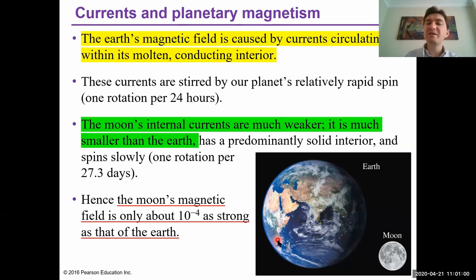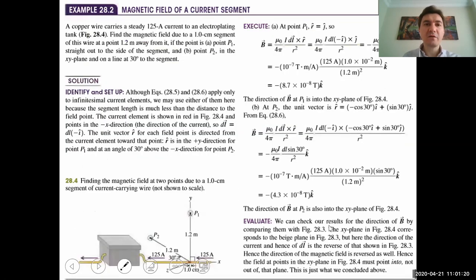So during the last lecture, we discussed how the Earth's magnetic field is important, and we discussed some applications: the compass, and also satellites use the Earth's magnetic field. There are many, many applications which use Earth's magnetic field. So now let's try to calculate the magnetic field of a current segment.